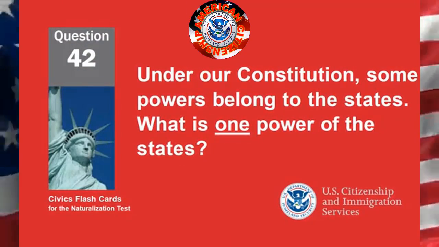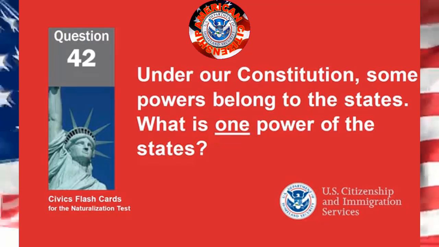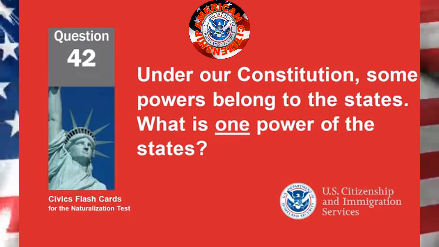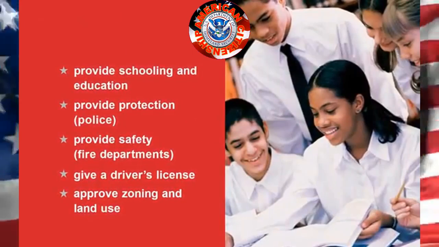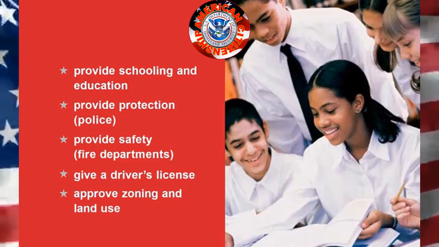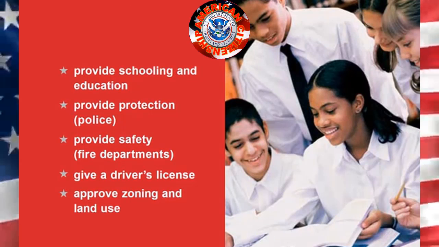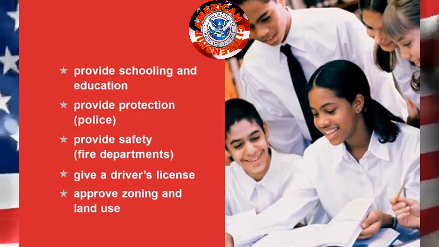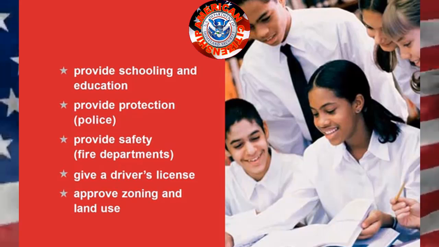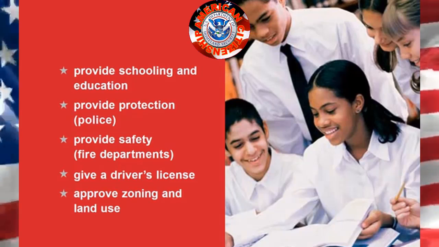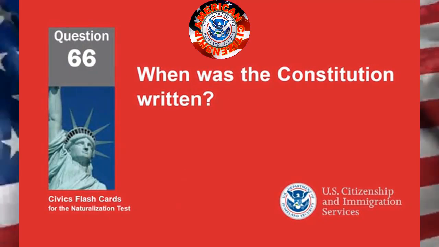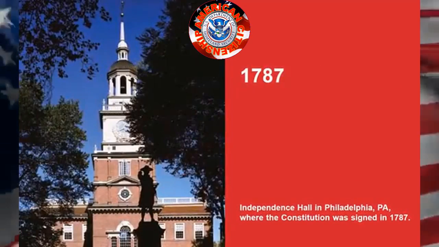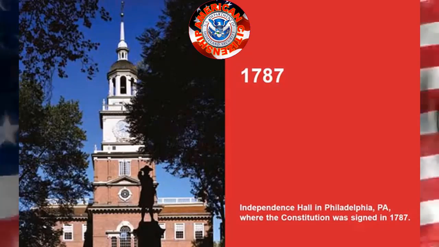Under our Constitution, some powers belong to the states. What is one power of the states? Provide schooling and education, provide protection, police, provide safety, fire departments, give a driver's license, approve zoning and land use. When was the Constitution written? 1787.